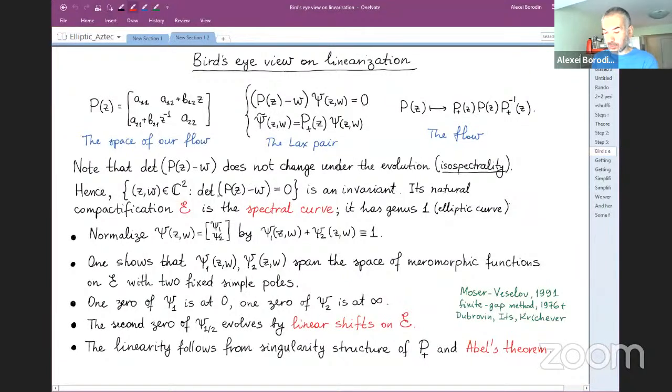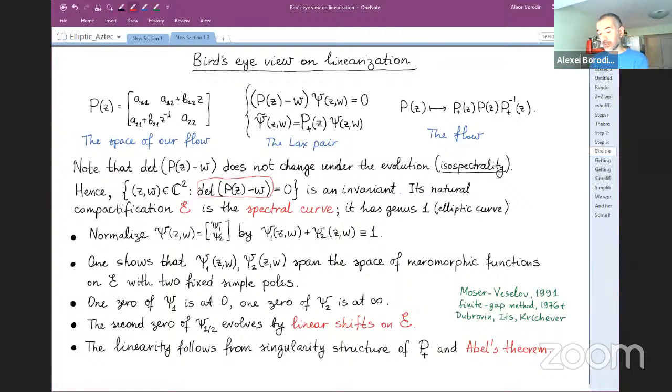the curve defined by the equation determinant of my matrix minus a variable equals zero. That curve, the characteristic polynomial, doesn't change under the flow. As I said, this is typically called the spectral curve. In this case, everything is very explicit. It's an elliptic curve. It's a curve of genus one.